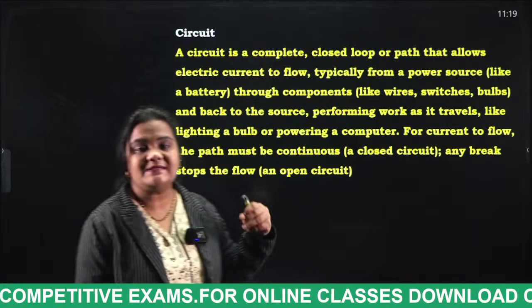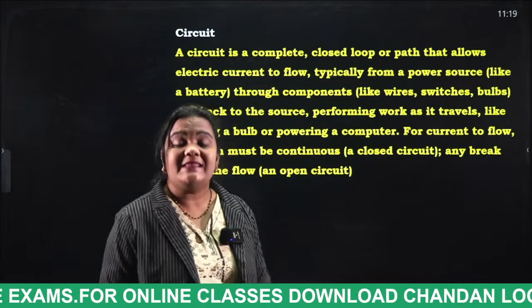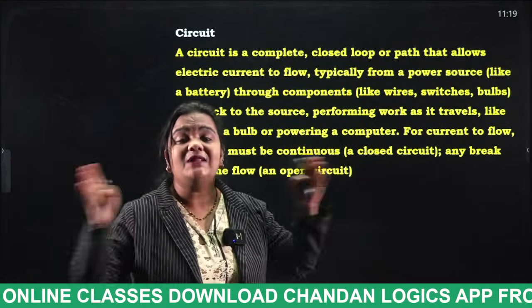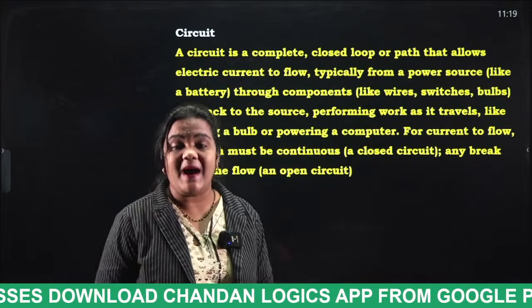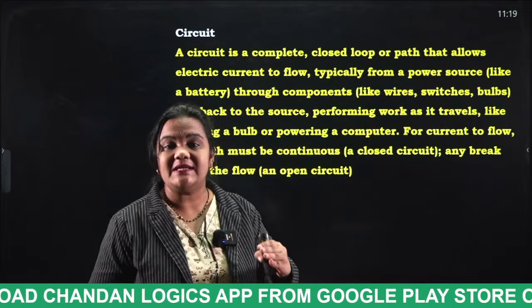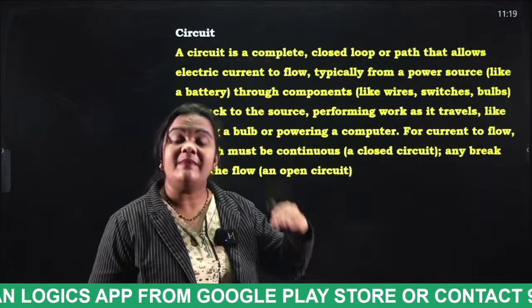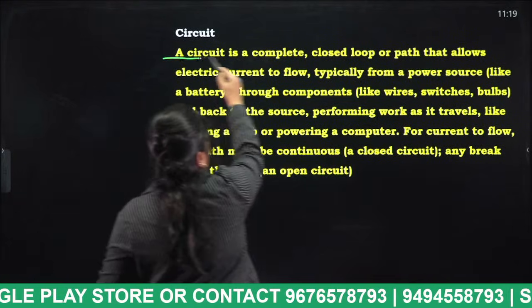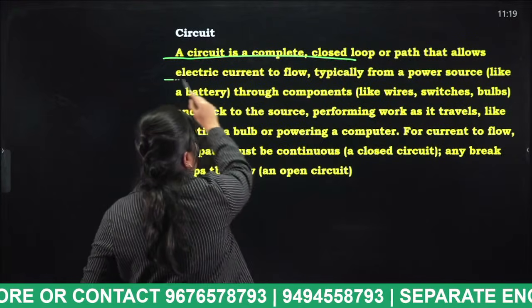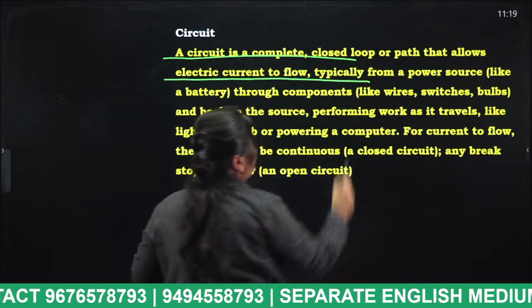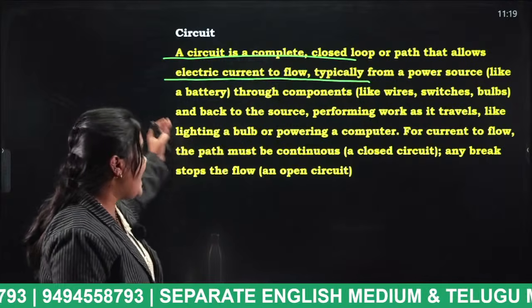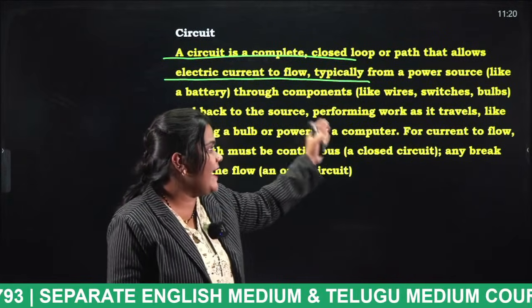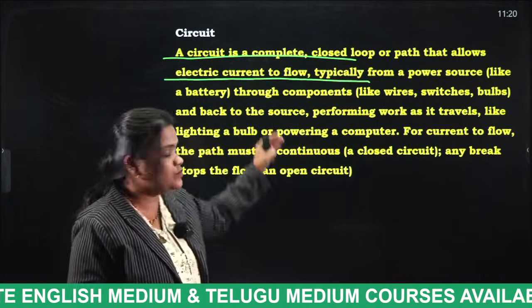So what do you mean by circuit? I have told you already, the path through which the current flows is considered as a circuit. So it must be a closed loop. A circuit is a complete closed loop or path that allows electric current to flow, typically from a power source like a battery through components like wires, switches, bulbs and back to the source.